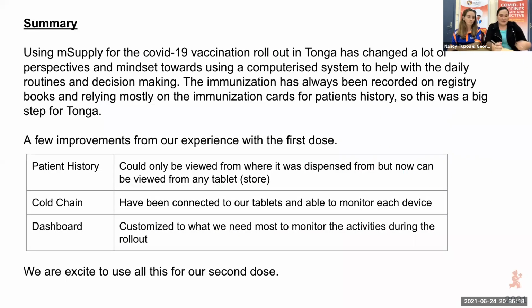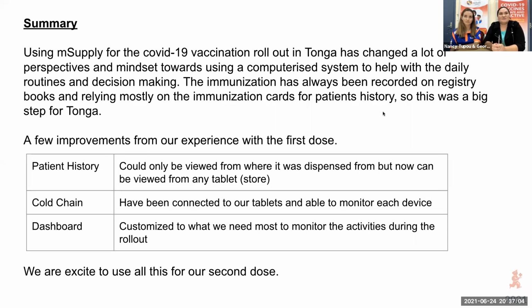Just a little summary of our experience with mSupply. Using mSupply for the COVID-19 vaccination rollout here in Tonga has really changed a lot of perspectives and mindsets towards using a computerized system to help with our daily routines and decision making. The immunization in Tonga has always been recorded in registry books, relying mostly on immunization cards for patient histories. So using mSupply was a really big step. The system was new, but it was also interesting for them to see how this worked.